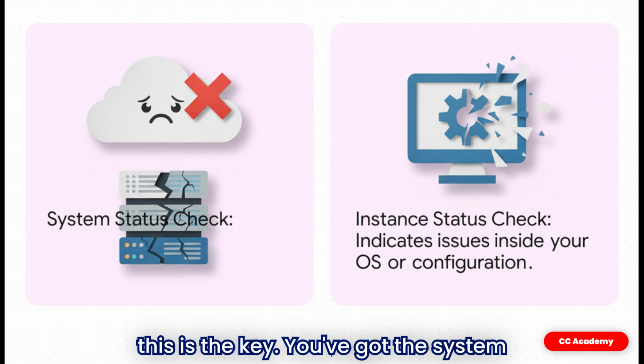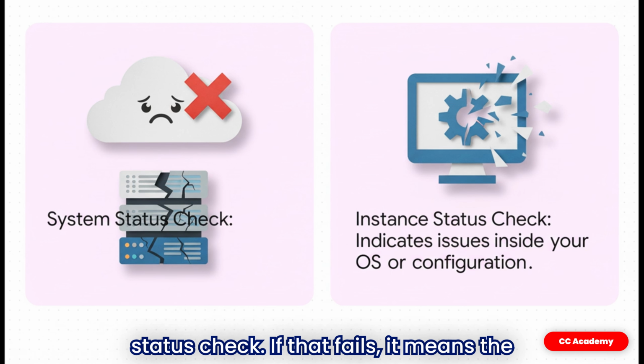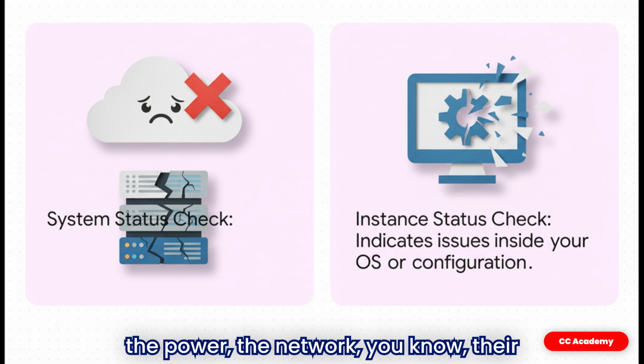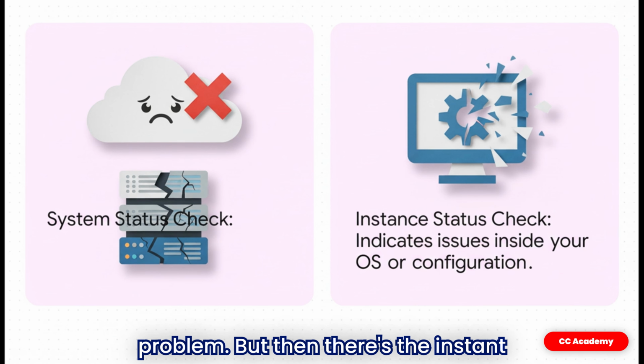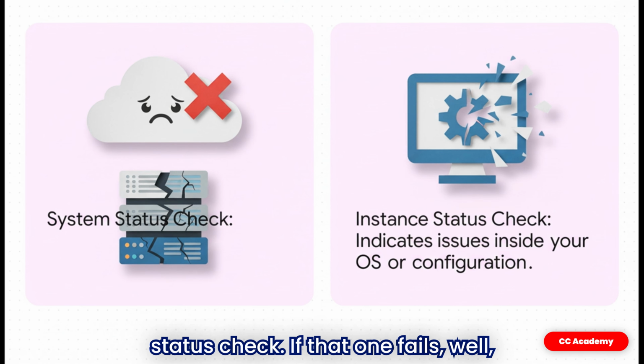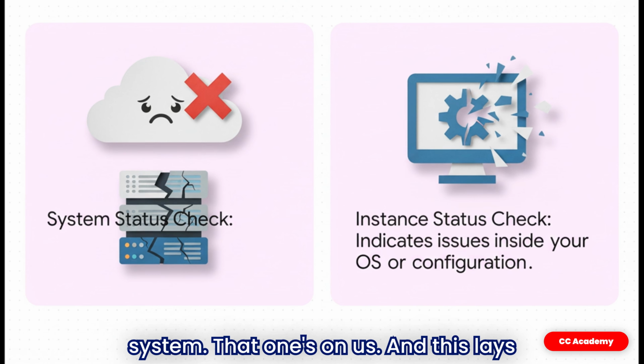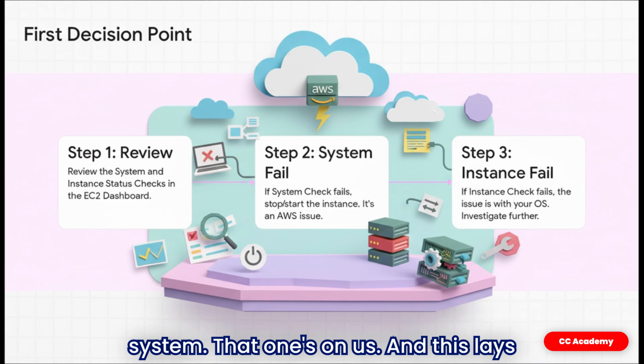You've got the system status check. If that fails, it means the problem is with the actual AWS infrastructure, the physical hardware, the power, the network, their problem. But then there's the instance status check. If that one fails, well, the problem is inside your own operating system. That one's on us.